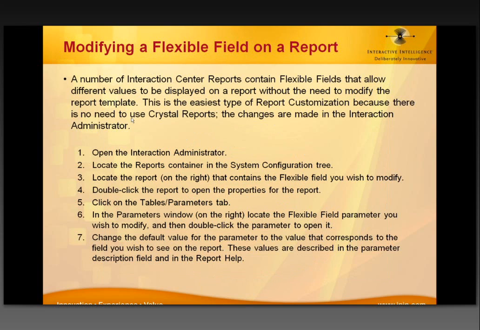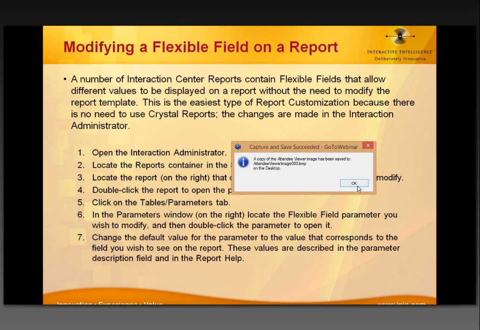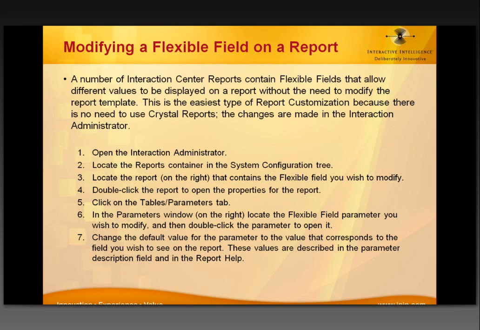Here's a little bit of a heads up about some instructions. And again, if you wanted to take just a quick screenshot of this, it might be recommended. But basically, it talks about this idea of going into Interaction Administrator, finding the reports container, locating the report that contains the flexible field that we want to modify, double-clicking on it, and then going to the Tables and Parameters tab. From there, we find the flexible field, we modify the numerical value for what it's going to display, and then I can save that change.